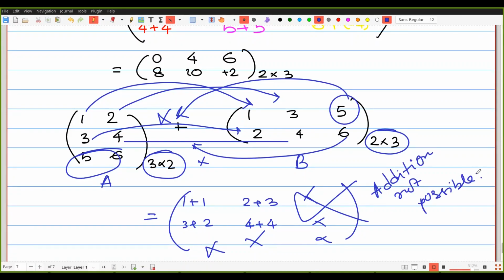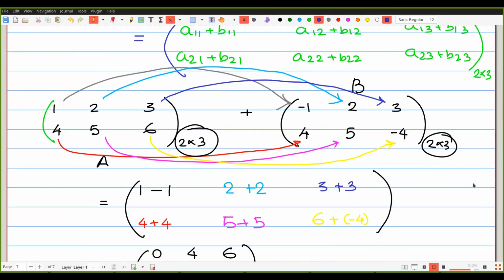Okay, that is the simplest thing we can do with matrix addition. And moreover, if we want, we can also add more than two matrices of the same order.